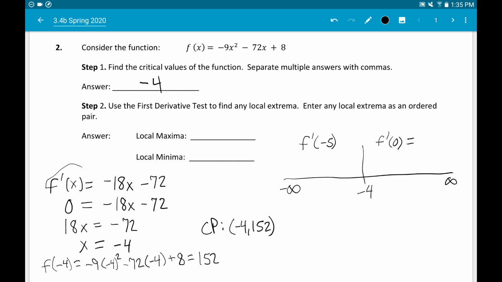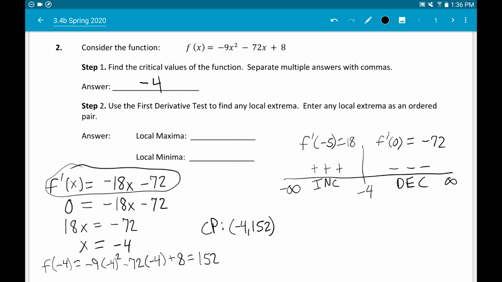And again, plug those into the derivative over here. Okay. So if we plug in negative 5, we'd have negative 18 times negative 5 minus 72. That would be 18. Okay. Positive number. So we have an increasing interval again. If we plug in 0, negative 18 times 0 is 0. Minus 72 is going to be negative 72. That one's negative, so that's a decreasing interval.